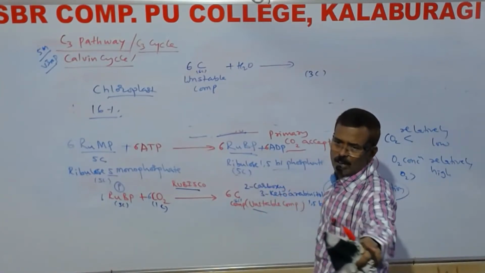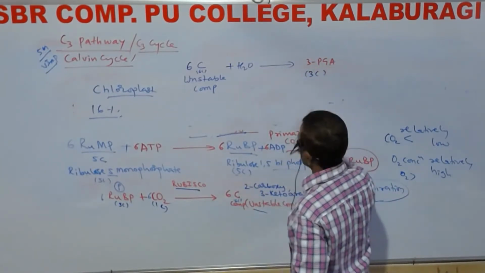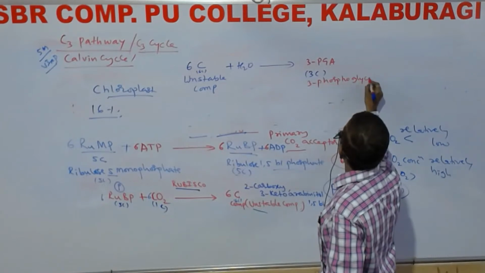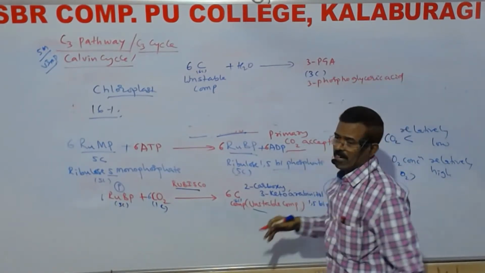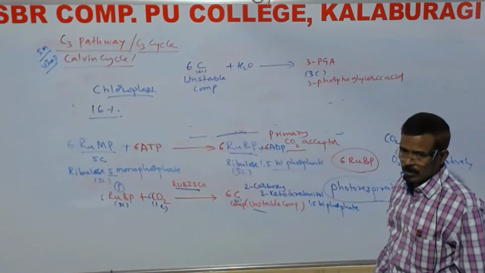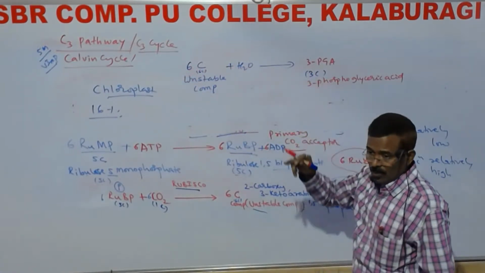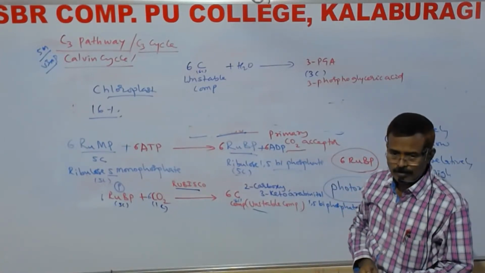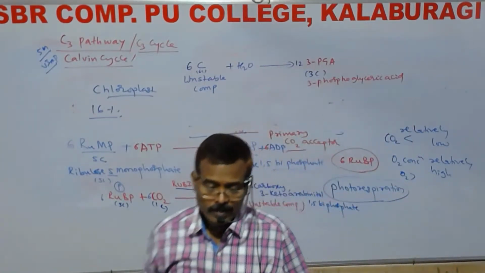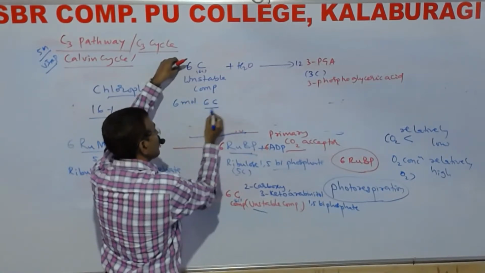That is the first stable intermediate compound formed in this pathway. It is 3-PGA, 3-phosphoglyceric acid. It is also written as 3-phosphoglycerate, both are used. This is a 3-carbon compound, right? The 6-carbon unstable compound is 6 molecules. How many molecules of 3-carbon compound will we get here? 12 molecules of 3-carbon compound we are going to get, because here there are 6 molecules of 6-carbon compound.